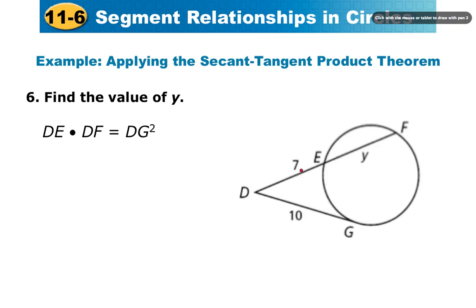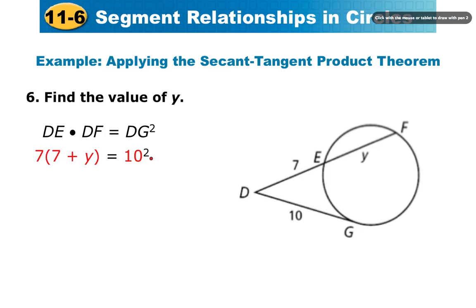So you have the external times the external secant times the secant is equal to the tangent squared. If you substitute, notice that the E is 7, DF is 7 plus y, and DG is 10, and then we square that.